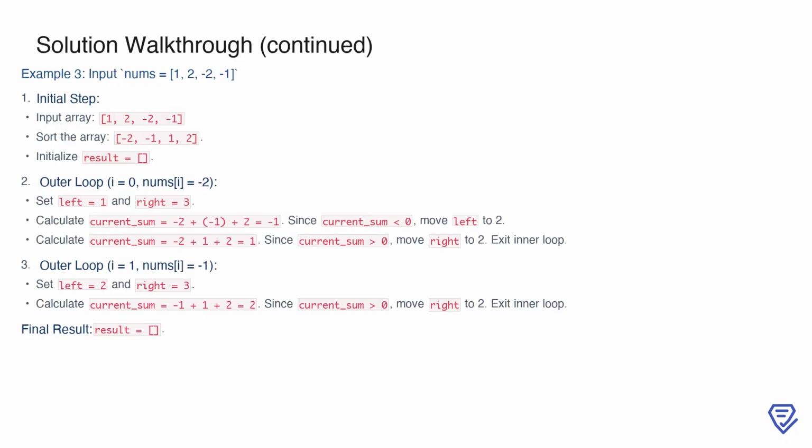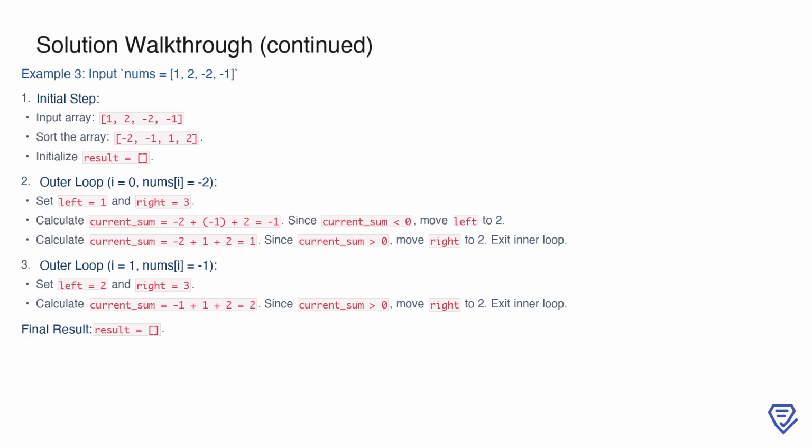In this final example, the input array is nums equals [1, 2, -2, -1]. After sorting, we get [-2, -1, 1, 2]. We initialize result as an empty array to store valid triplets. Starting with i equals 0 where nums[i] equals -2, we set left equals 1 and right equals 3. Calculating the sum of the triplet, current_sum equals -2 plus -1 plus 2 equals -1, we see that the sum is less than 0, so we move the left pointer forward. The next triplet sum is -2 plus 1 plus 2 equals 1, which is greater than 0, so we move the right pointer inward. At this point, the pointers overlap and the inner loop exits.